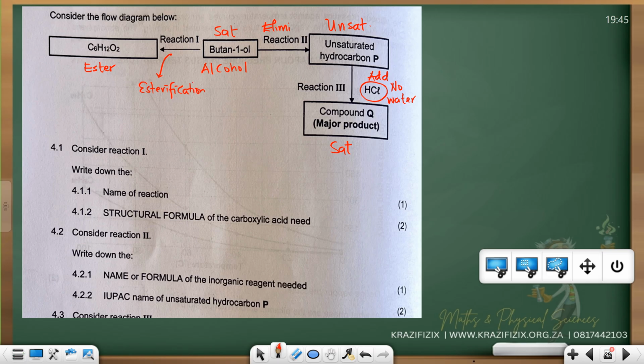Consider reaction 1. Write down the name of the reaction. Done. Structural formula of the carboxylic acid needed. Okay, can you answer that one for me? I want to see something. I have the alcohol. I have the ester. The carboxylic acid is missing. What will it be? We're finishing now, guys. 10 minutes. I'm enjoying myself.